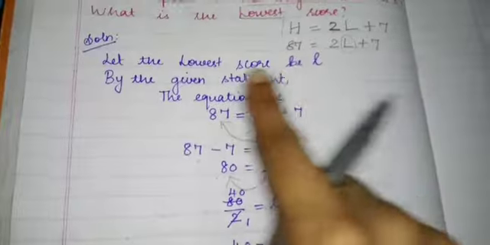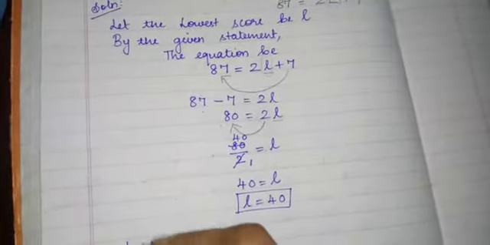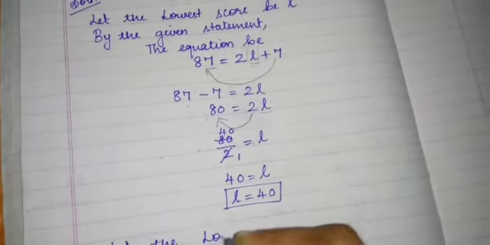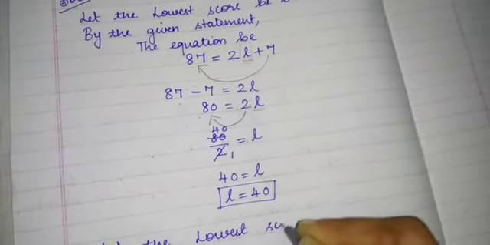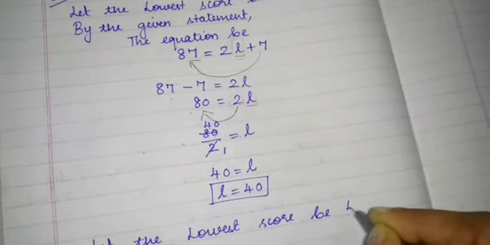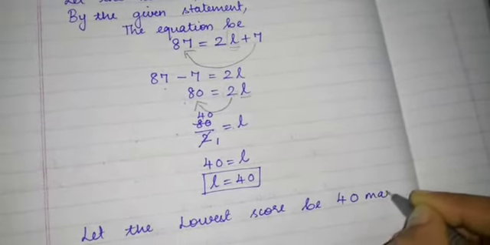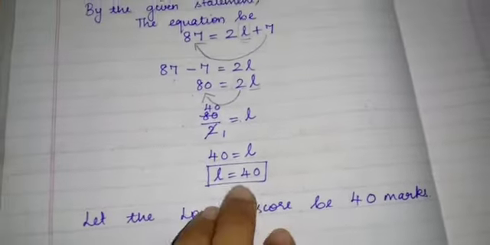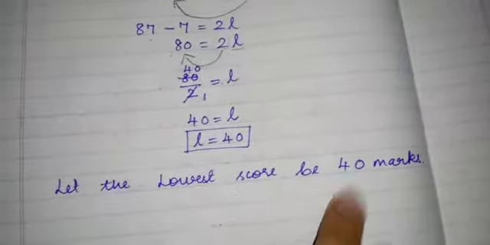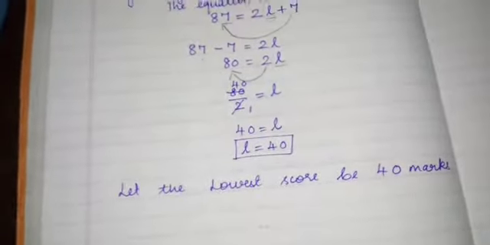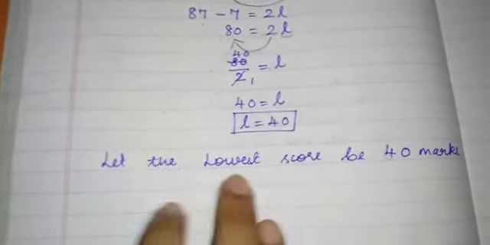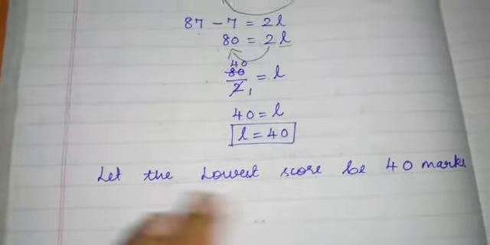So what is our lowest score, children? Let the lowest score be 40, or 40 marks. You should write like this. Children, you don't stop till this. If you are writing like this only, it is an apt answer, because we don't know what is meant by L. L is nothing but here the lowest score. So I am writing the lowest score be 40 marks.